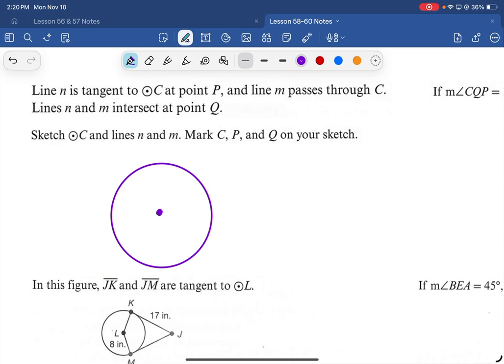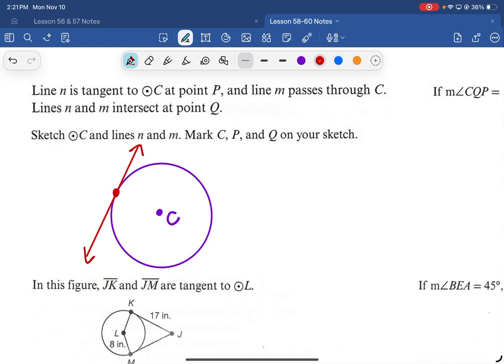Okay, so start with the center. What is this circle called? C. So because it's called circle C, I know I have to put C at the center of the circle because that's how we name them. Remember that was on your last test? Okay. It says line N is tangent to circle C. So as best as you can, draw a line that touches the circle at one point only. So like that.